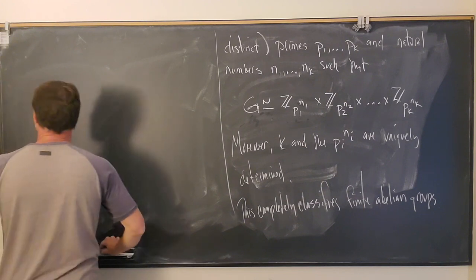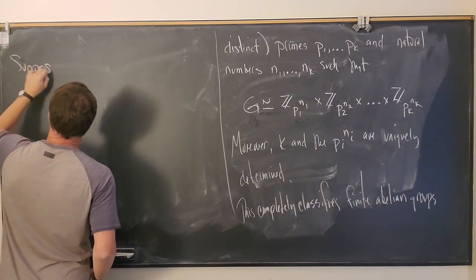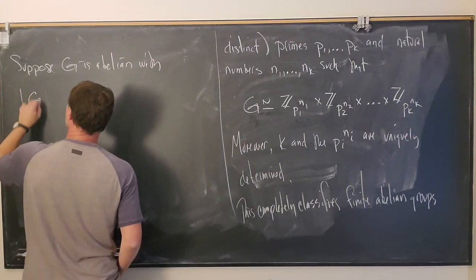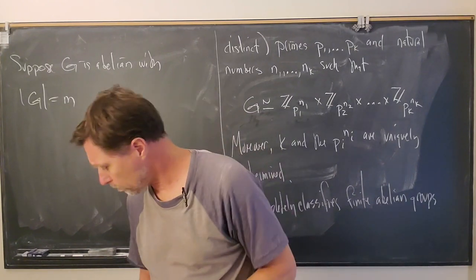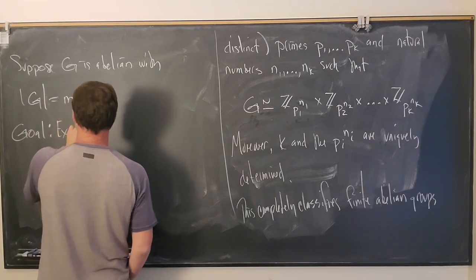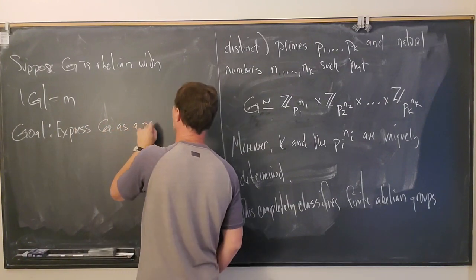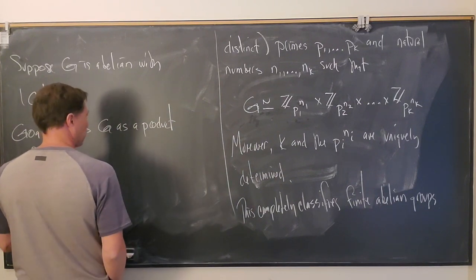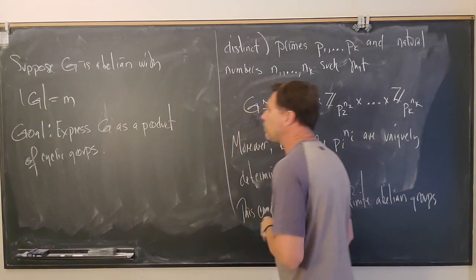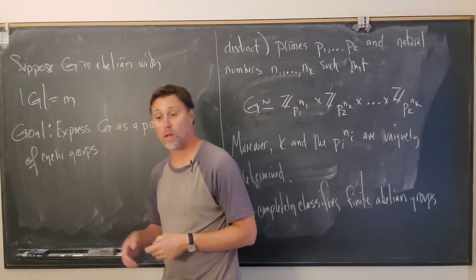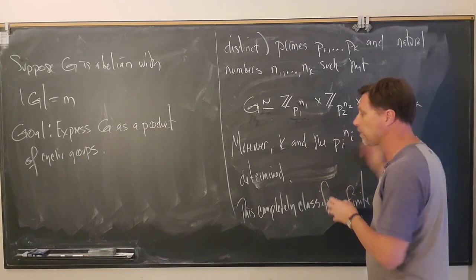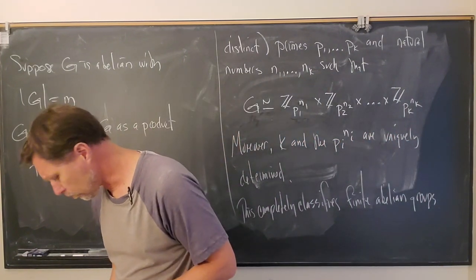So now let's take a look at this. Suppose G is abelian with the order of G equal to m. Now, our goal then is to express G as a direct product of cyclic groups. All right, so that's what we want to do. And when we say express, what we want to do is find a product of cyclic groups of the form Z sub something cross Z sub something cross, and so on, such that G is isomorphic to the product of those groups.